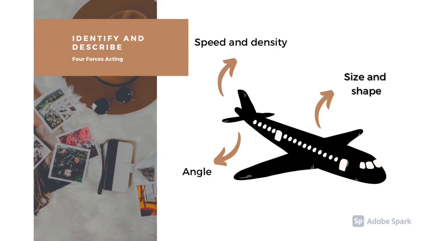What factors affect lift? The size and the shape of the wing, the angle at which it meets the oncoming air, the speed at which it moves through the air, even the density of the air, all affect the amount of lift a wing creates.